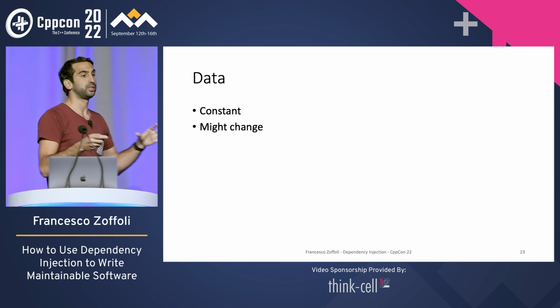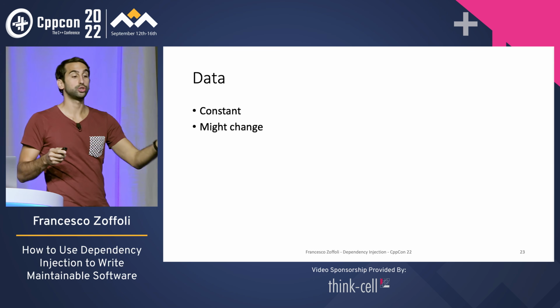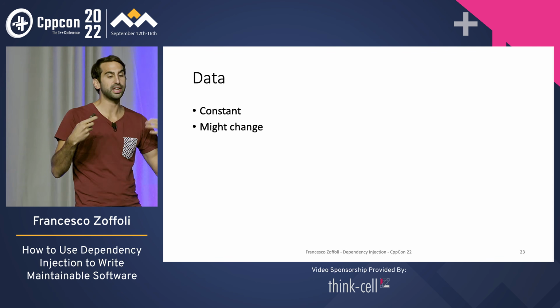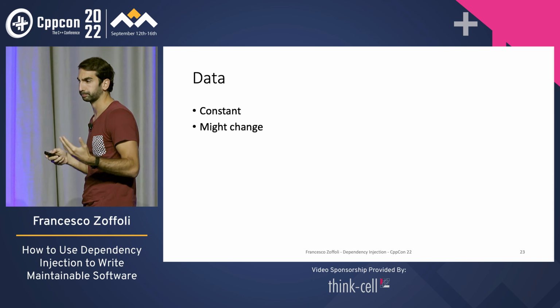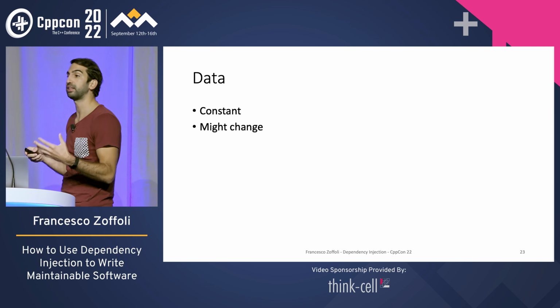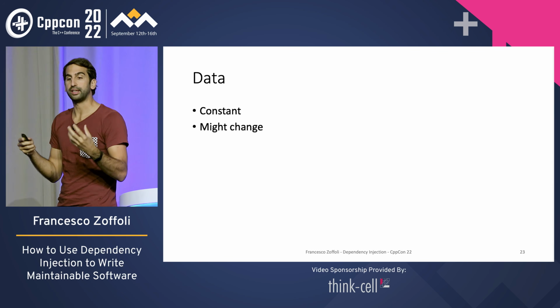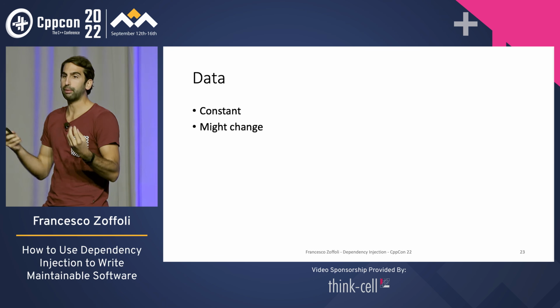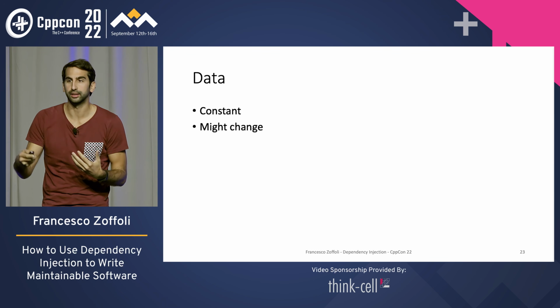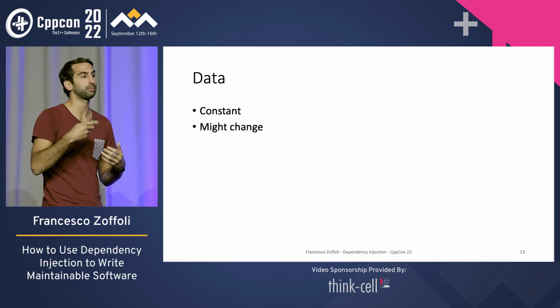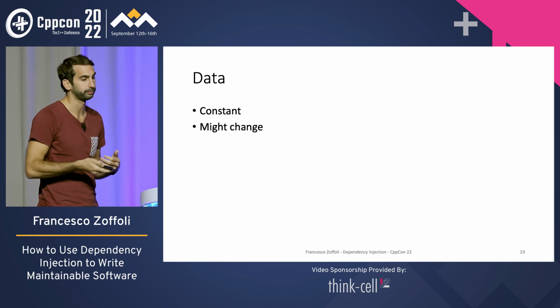The other aspect about data, when you're taking dependencies on information, is that this information can be constant or might change over time. And this is a constraint we are imposing on the interface. Because if we want to take data which changes over time, our implementation will have to deal with this data which can change. So it is more complex, but we are giving more freedom to the caller.